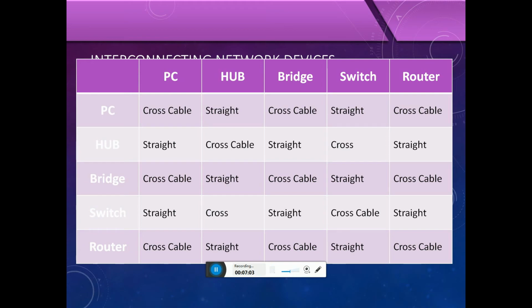Hub: hub to PC straight cable, hub to hub cross cable, hub to bridge straight cable, hub to switch cross cable. Bridge: bridge to PC cross cable, bridge to hub straight cable, bridge to bridge cross cable, bridge to switch straight cable, bridge to router cross cable. Switch: switch to PC straight cable, switch to hub cross cable, switch to bridge straight cable, switch to switch cross cable, switch to router straight cable. Router: router to PC cross cable, router to hub straight cable, router to bridge cross cable, router to switch straight cable, router to router cross cable.